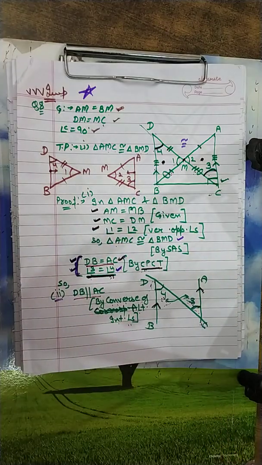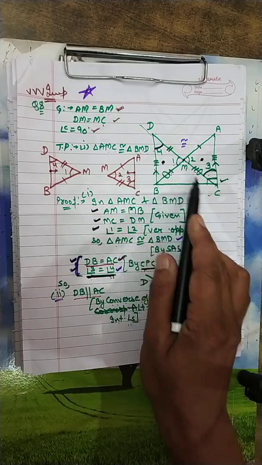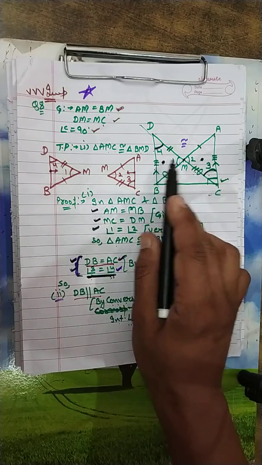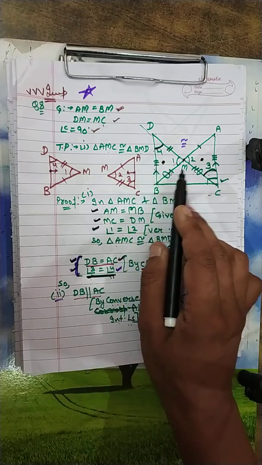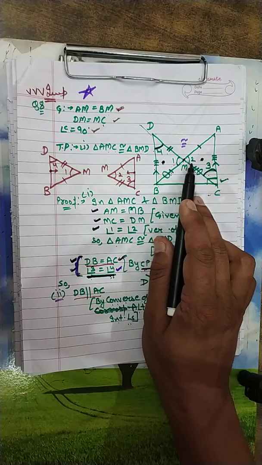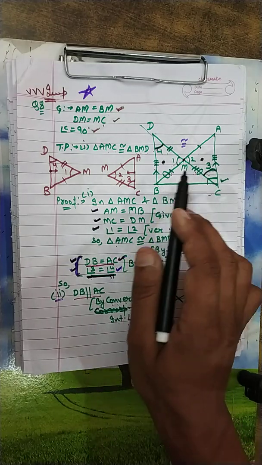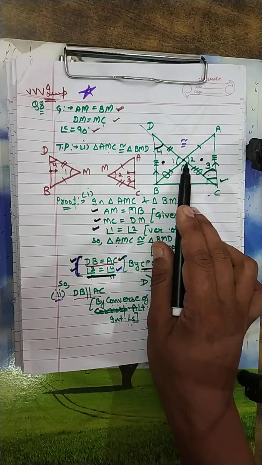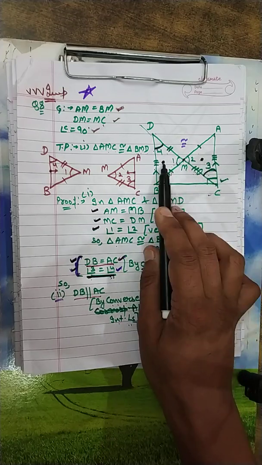In question number 8, it is given that AM equals MB and DM equals MC. In the first part, we have to prove that both triangles are congruent. Now, single side equals single side and double side equals double side, and angle 1 equals angle 2, vertically opposite angles. If you have revised the 8th question, you can easily remember now. Then side angle side. By side angle side, both triangles are congruent.